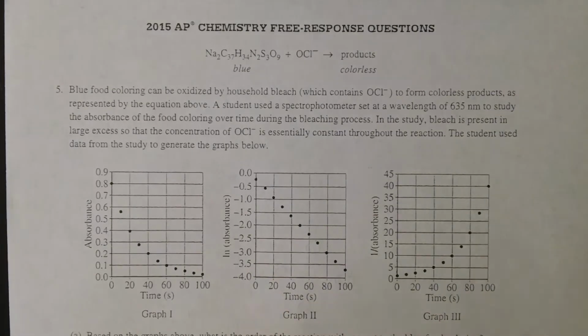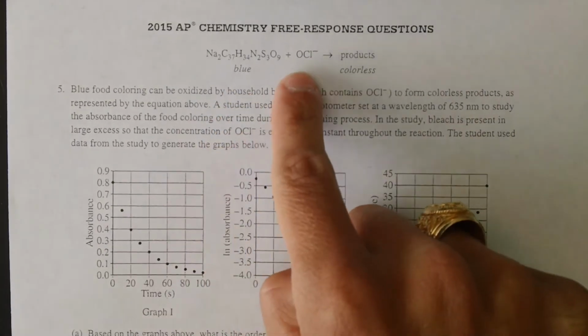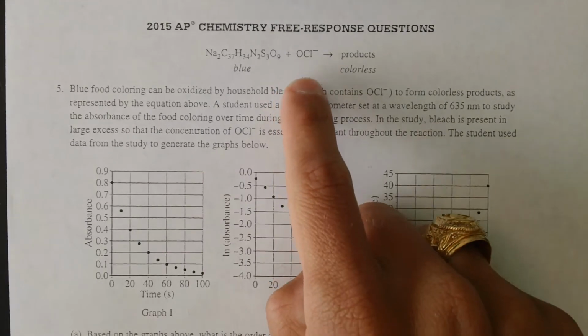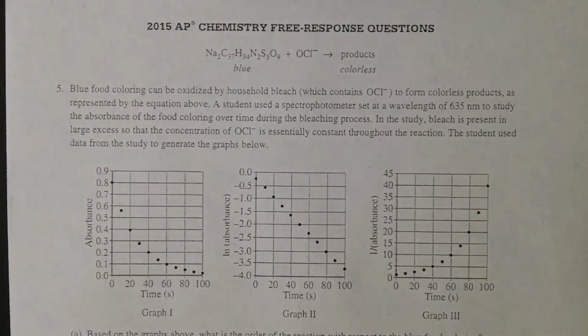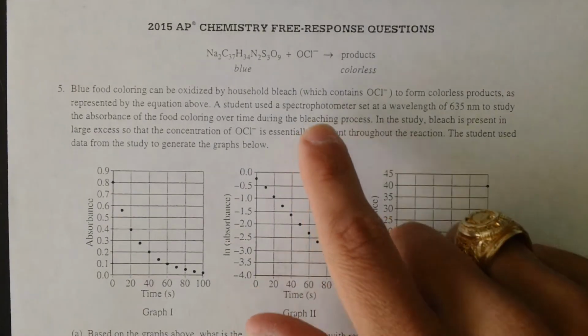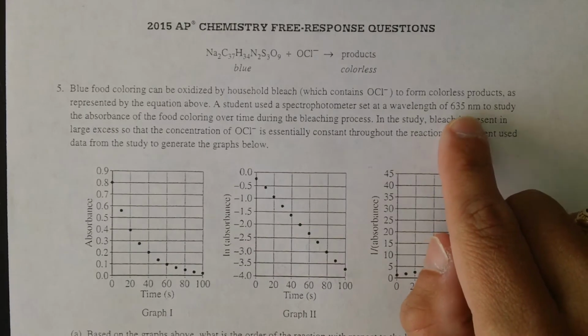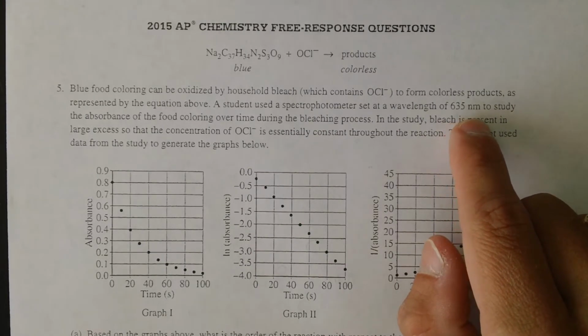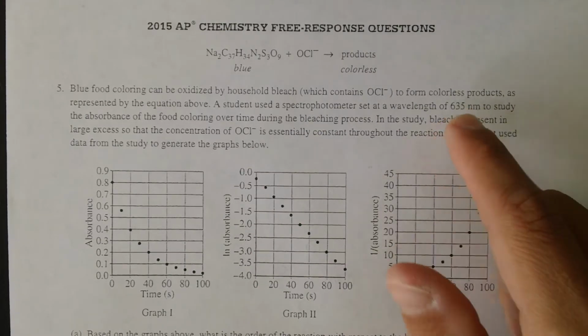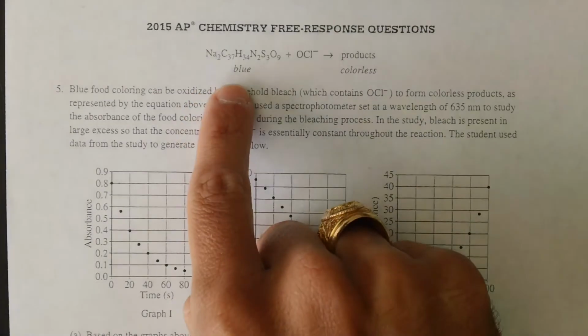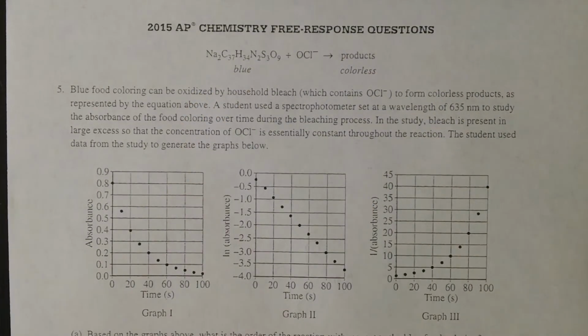And so what we got here is some blue food coloring. It's reacting with some hypochlorite ion, that's bleach ion, and the products as a result are going to be colorless. So we're blue moving to colorless. We use a spectrophotometer, which is fun because we've used one in class, and they set it to a wavelength of 635. Why that wavelength? Because that's where the highest absorbance of the blue color is.